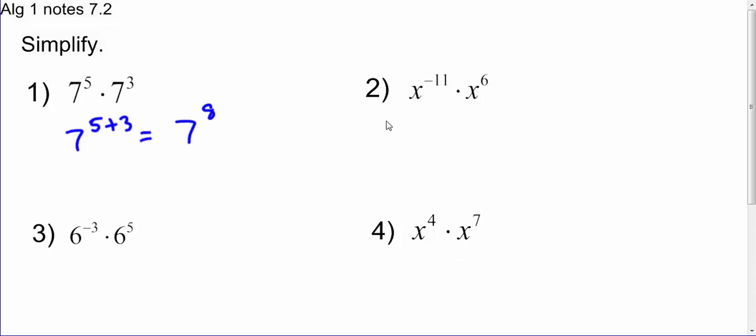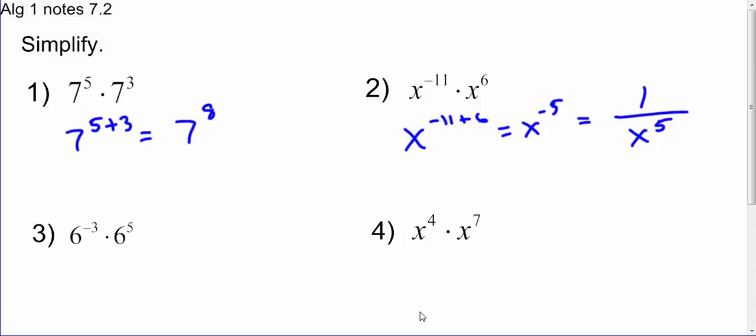X to the negative 11 times x to the negative 6, that's the same as x to the negative 11 plus 6, which is x to the negative 5. Now, one thing to keep in mind, we don't really like negative exponents, so when we can get rid of them, we do. And in this case, we can. We're going to write that as 1 over x to the 5th power.